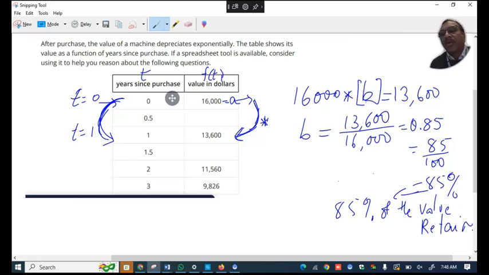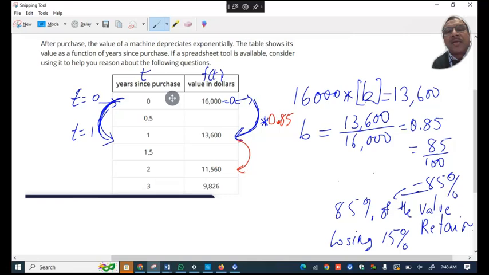That means what you lose here is 100% minus 85, which is 15% of the value of the machine, depreciation. Got it? So you lose 15%. So this is 0.85. So that's important. Correct? 0.85. Makes sense?